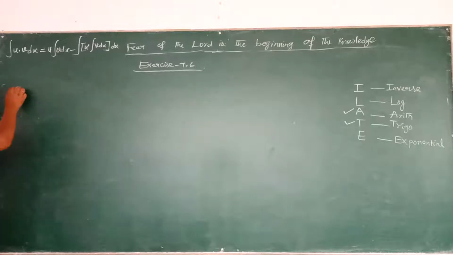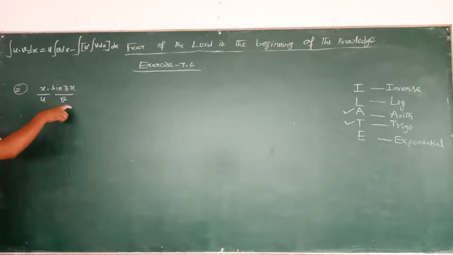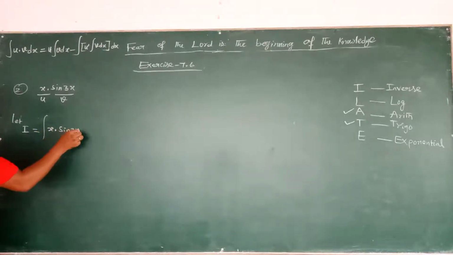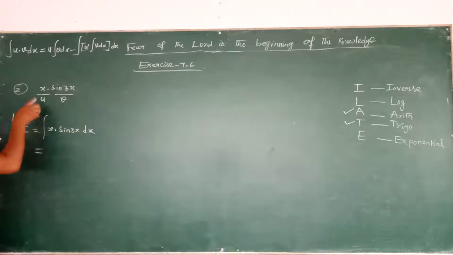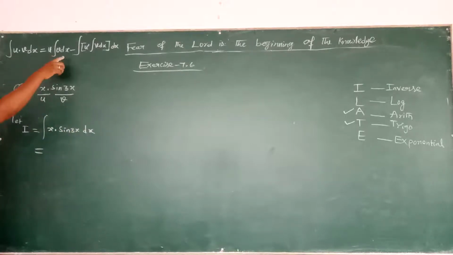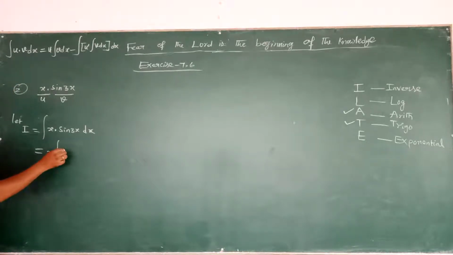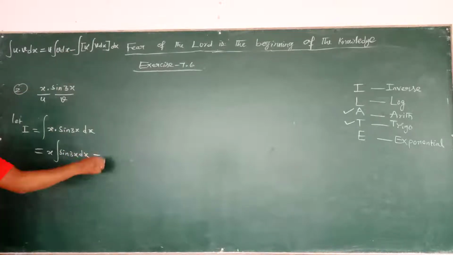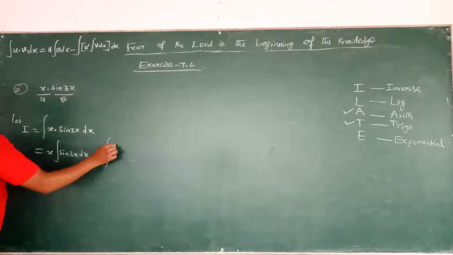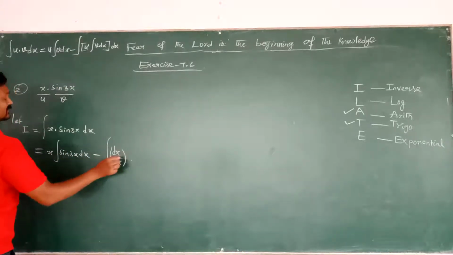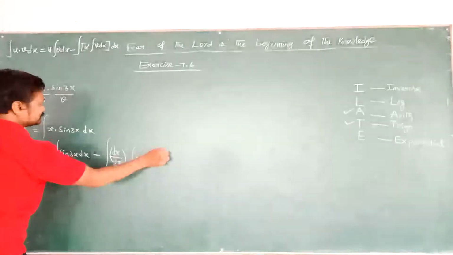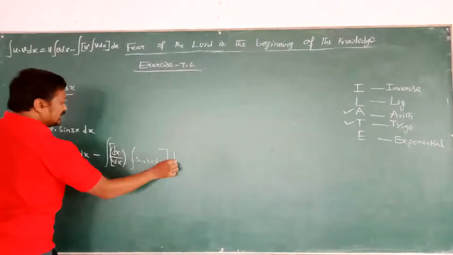Second one, this is your U and this is your V. Then let I equal integral x into sin 3x dx, which is equal to, first u times integral v dx. U is nothing but x, integral sin 3x dx. After that, minus symbol, so minus integral u dash, so dx upon dx, next integral v dx, integral sin 3x dx. So then whole dx. Then simplify this.